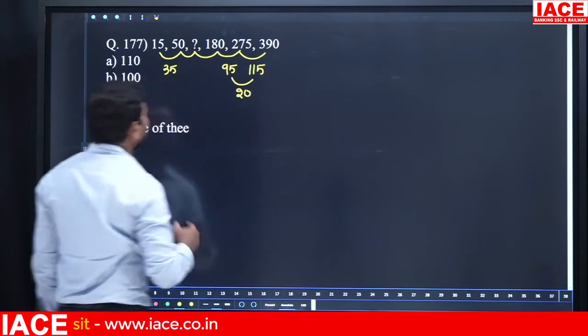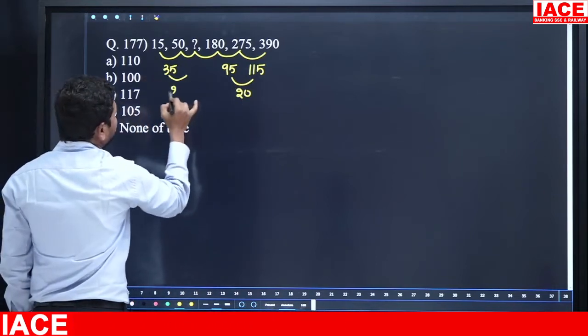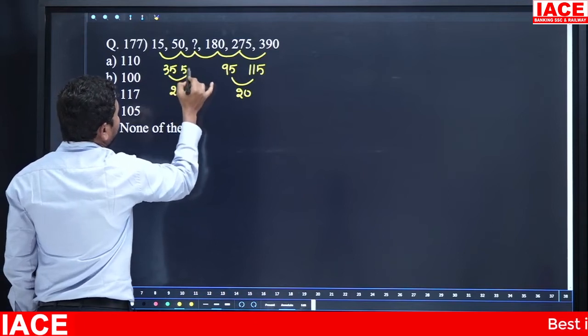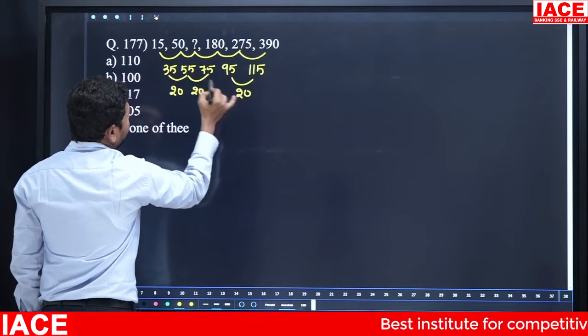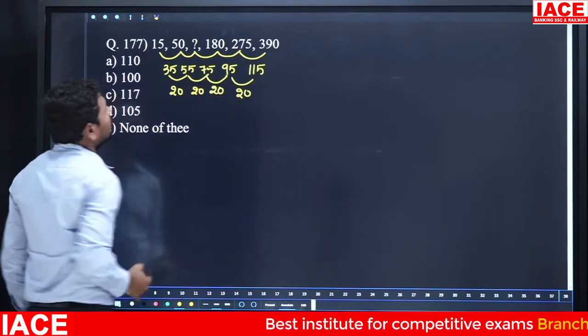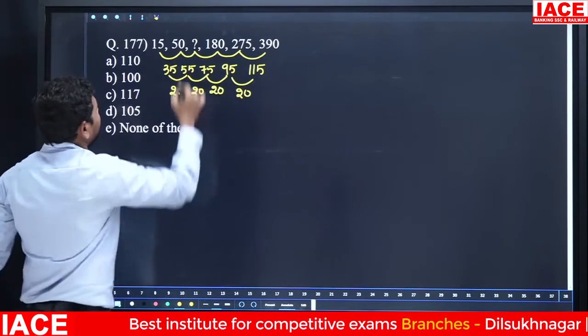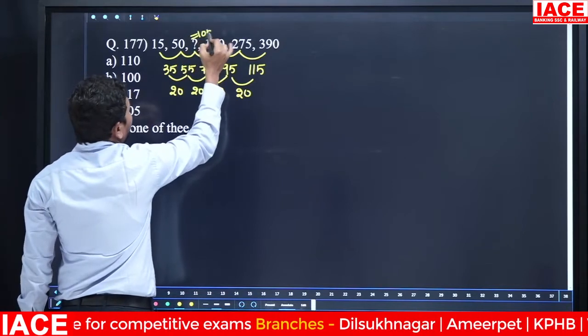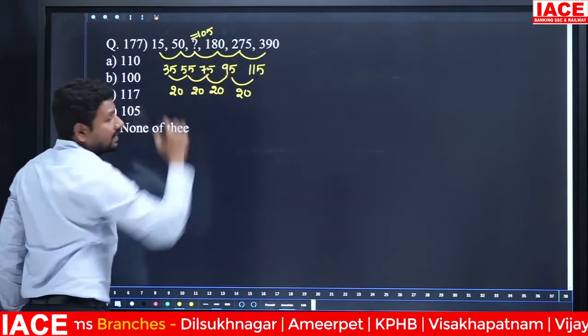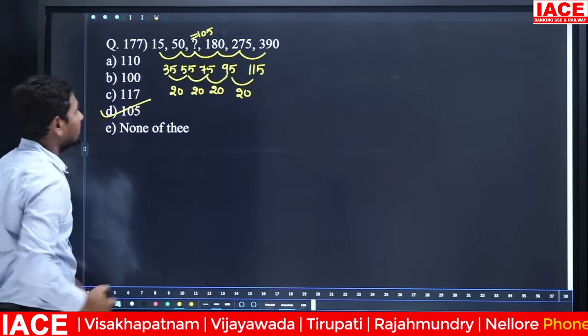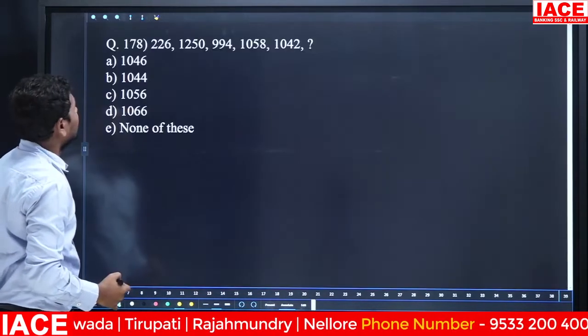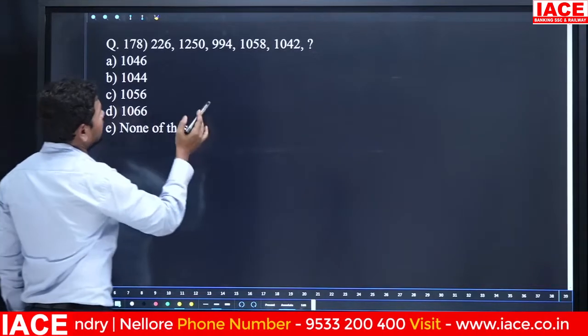20 increase. Here also we try to increase by 20. 35 plus 20 is 55. 55 plus 20 is 75, and 75 plus 20 is 95. You can observe the logic. 50 plus 55 is equal to 105. 105 plus 75 is 180. Then our logic is exactly correct. Then the answer is option D.